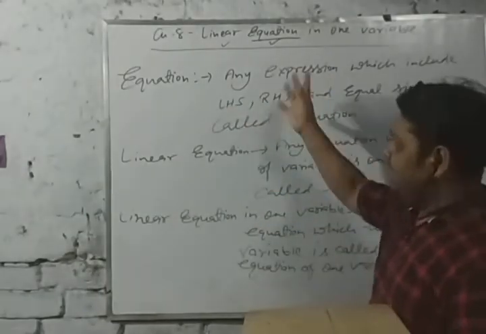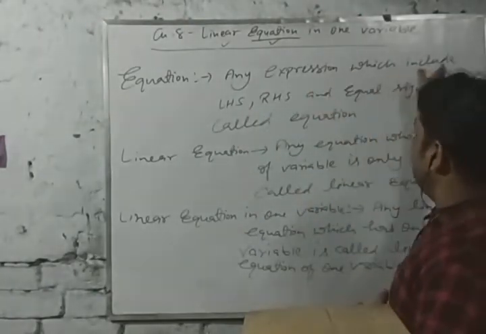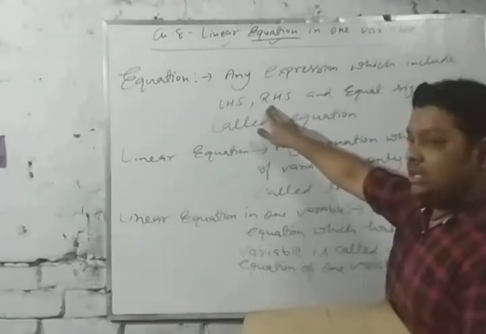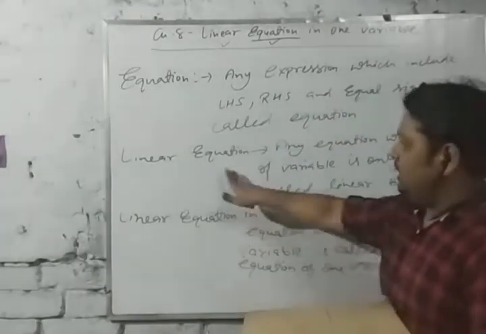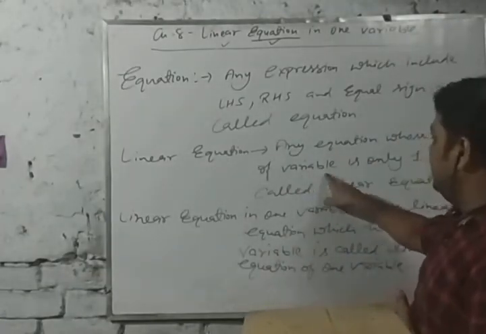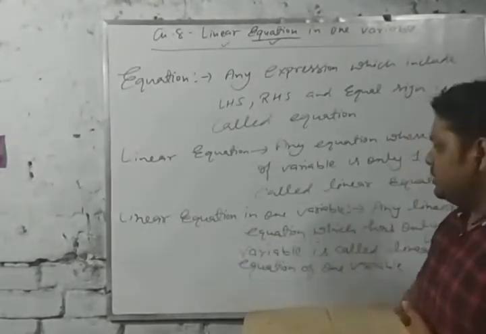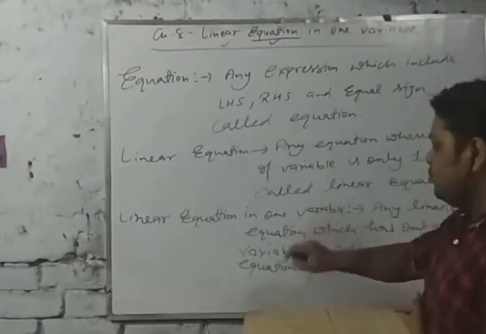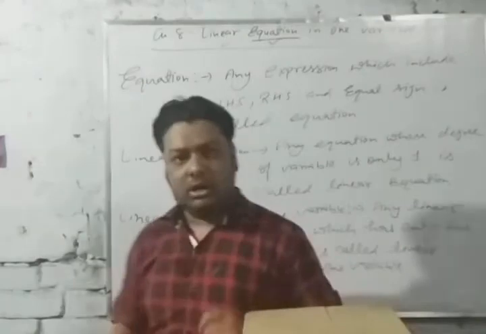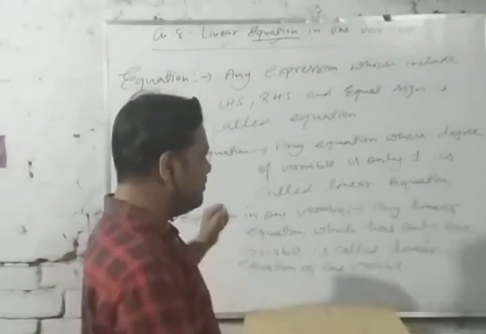So we can say that equation means any expression we have just discussed, any expression which includes a left hand side, a right hand side and an equal sign. It is necessary. Then it is called an equation. Linear equation means any equation whose degree of variable is only one. And linear equation in one variable means any linear equation which has only one variable. Then it is called a linear equation in one variable. I hope that you all have understood.